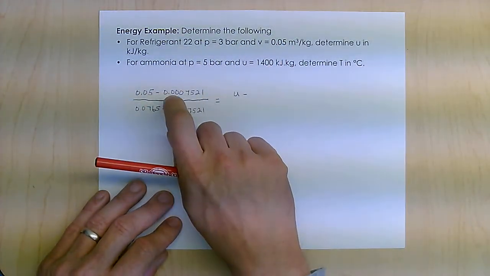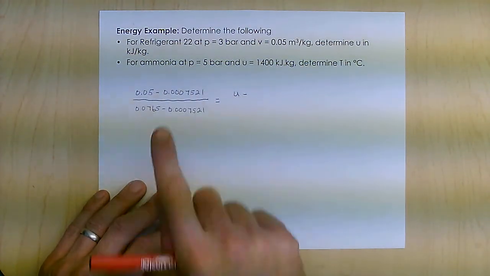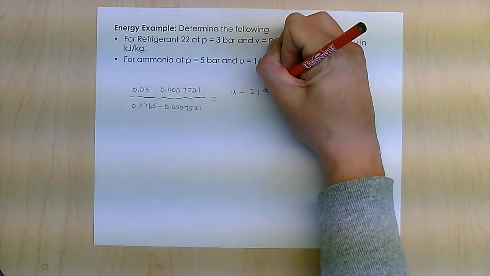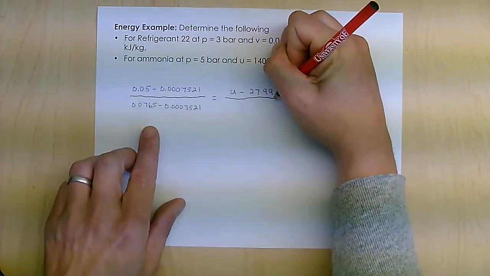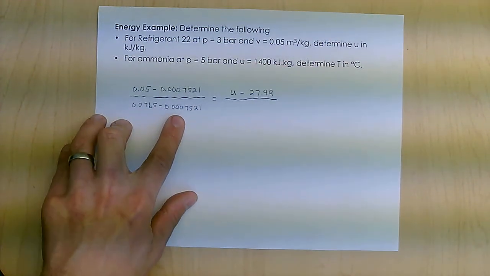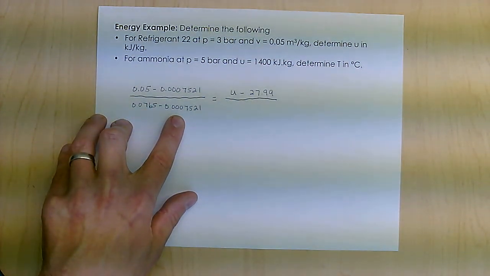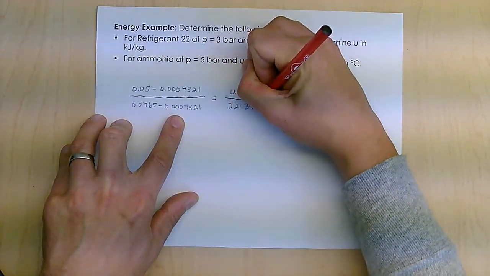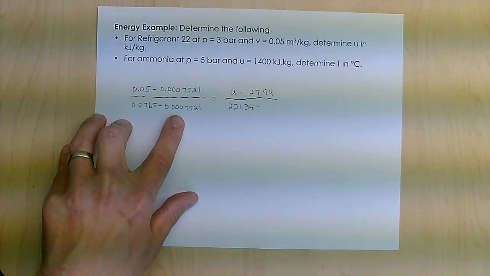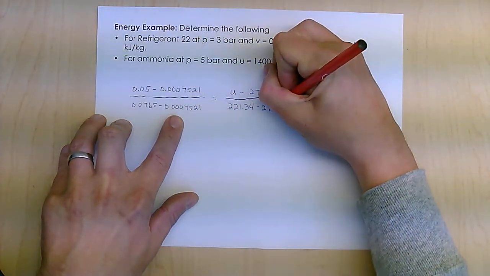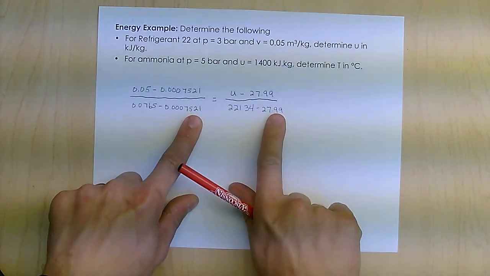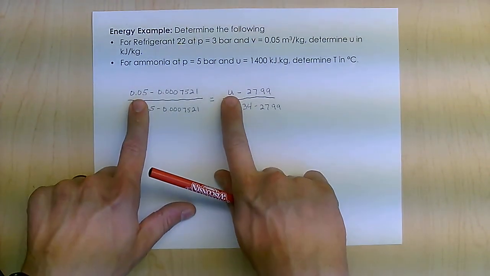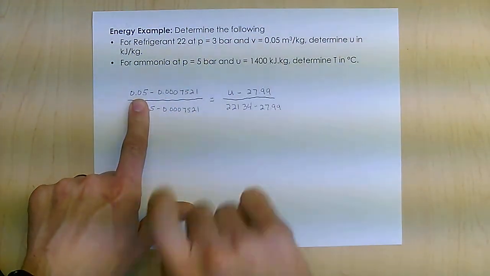My saturated liquid U value that corresponds with this volume is, in that table, 27.99. And then the saturated vapor U value is 221.34, minus 27.99. So again, these two correspond with saturated liquid, these correspond with saturated vapor, and these correspond with the value that I'm looking at with that volume.